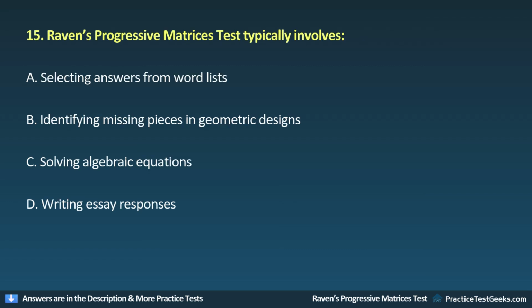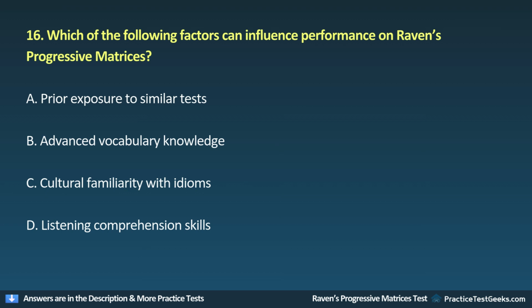15. Raven's Progressive Matrices test typically involves A. Selecting answers from word lists. B. Identifying missing pieces in geometric designs. C. Solving algebraic equations. D. Writing essay responses.